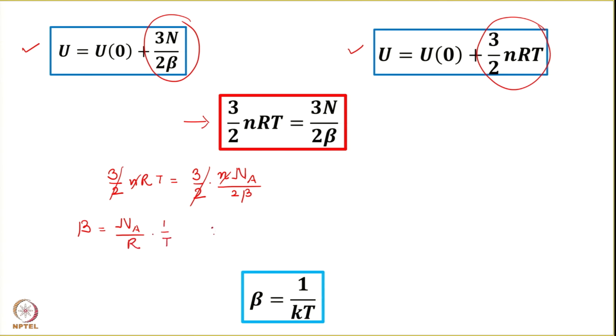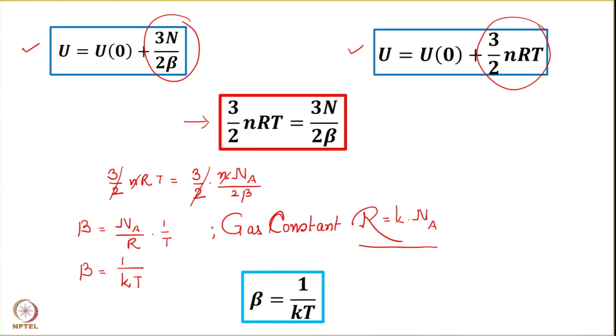Remember that gas constant R is equal to K times Na, where Na is Avogadro constant, K is Boltzmann constant. So, therefore, Na upon R is equal to 1 upon K. So, beta is equal to then 1 over KT. You are using this R is equal to K times Na. So, we have the expression beta equal to 1 over KT. This is an expression that we have been using earlier, but now we have shown by using the translational partition function and equipartition theorem result that beta is equal to 1 over KT.